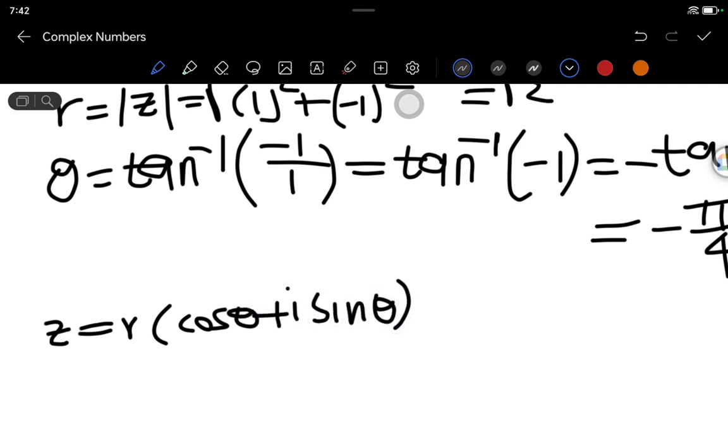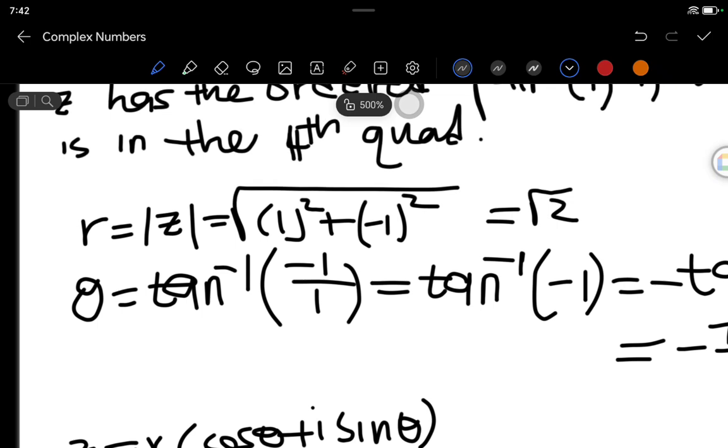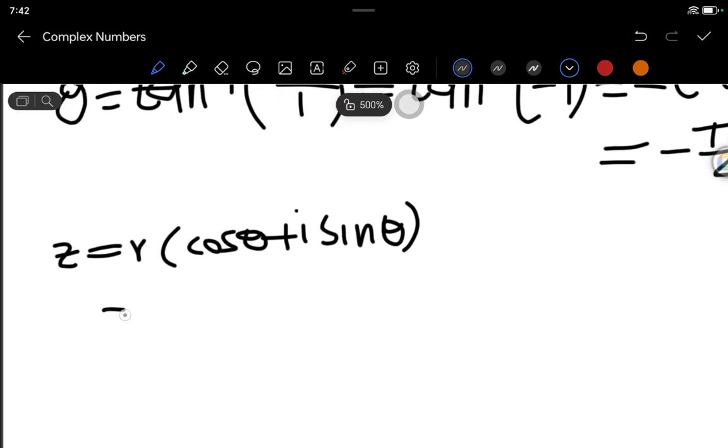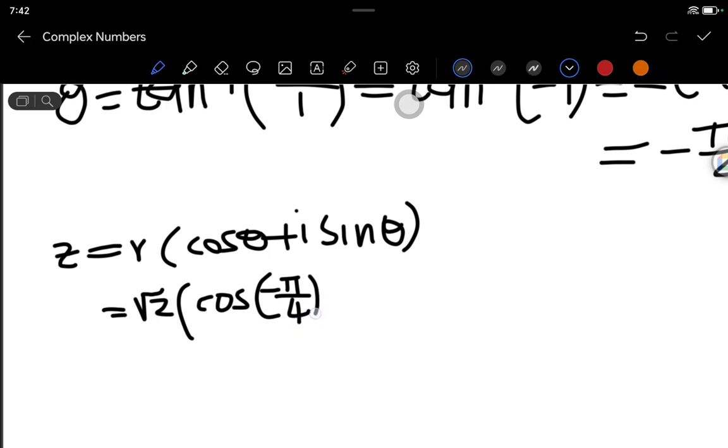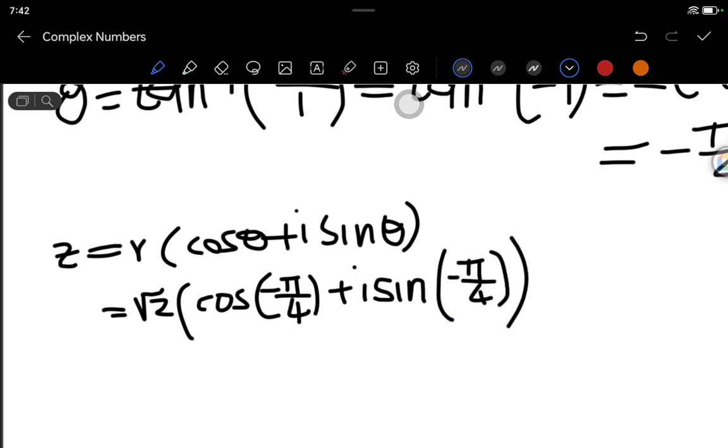And guys, don't just say r when you're finding the modulus. Don't just say r without specifying that it's the modulus of z. r can be anything. That's why you must define it under modulus of z. You see, right? Always. So this is root 2 times cos of negative pi over 4 plus i sine of negative pi over 4.